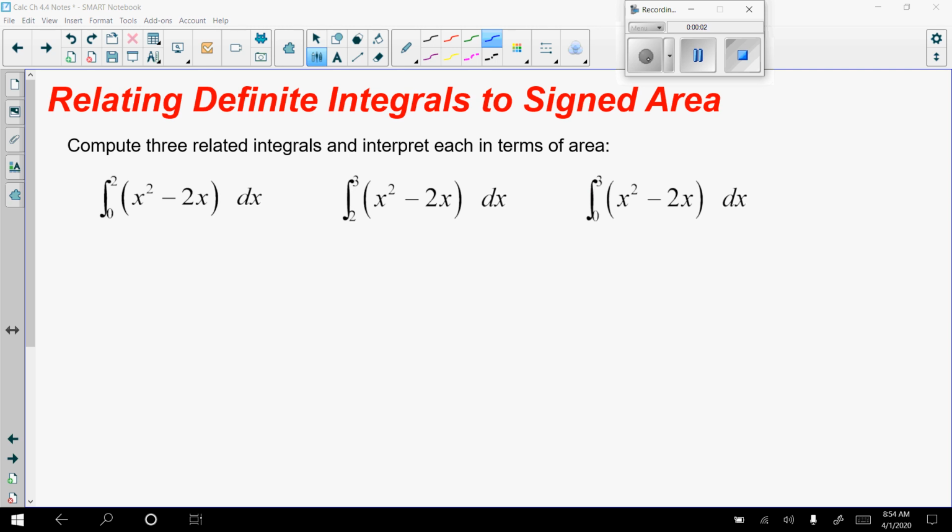Now let's take a look at these integrals. These integrals are related. This integral is the one we just did, and we found this to be equal to -4/3.